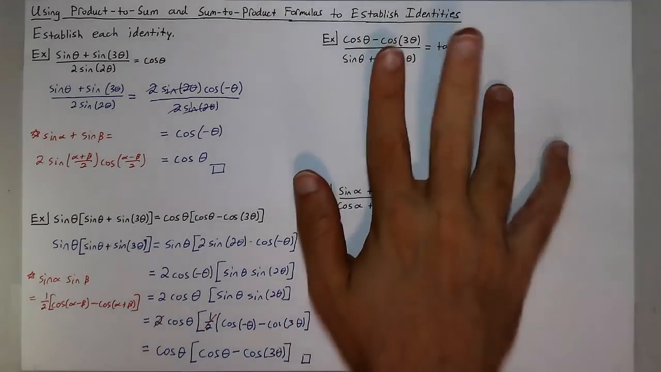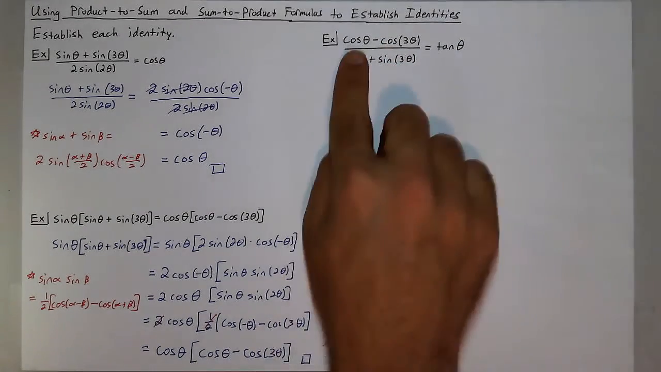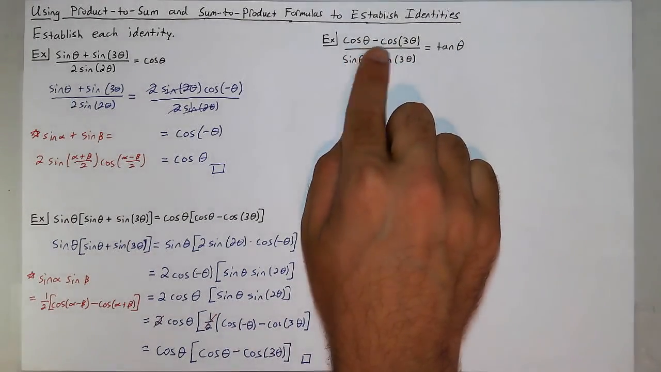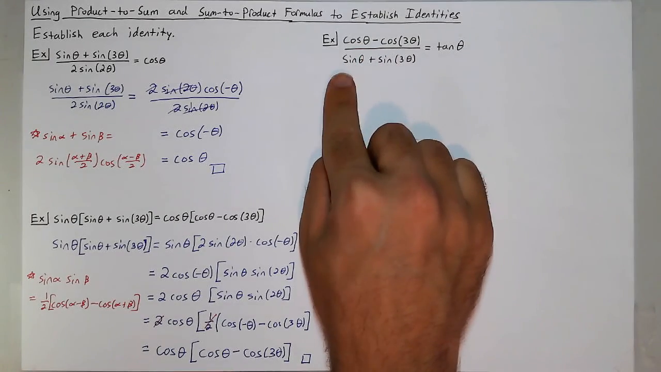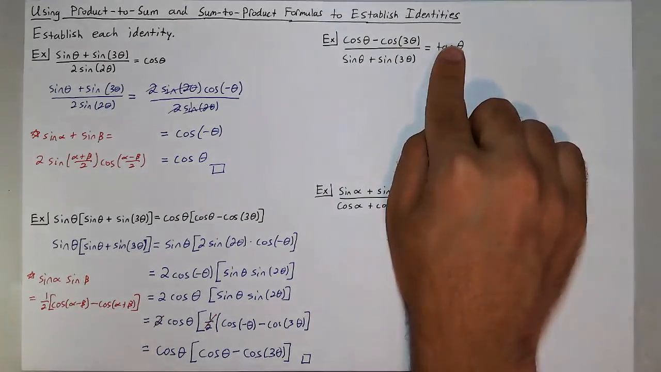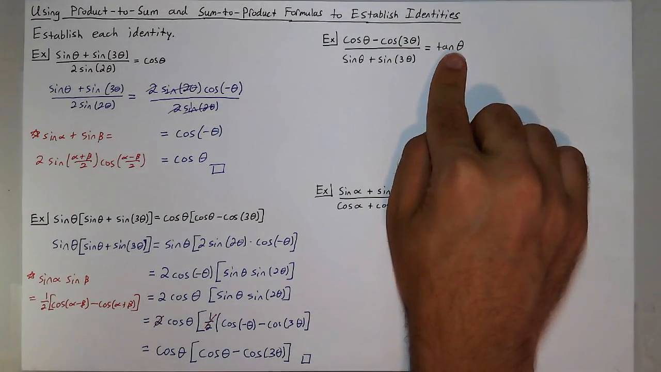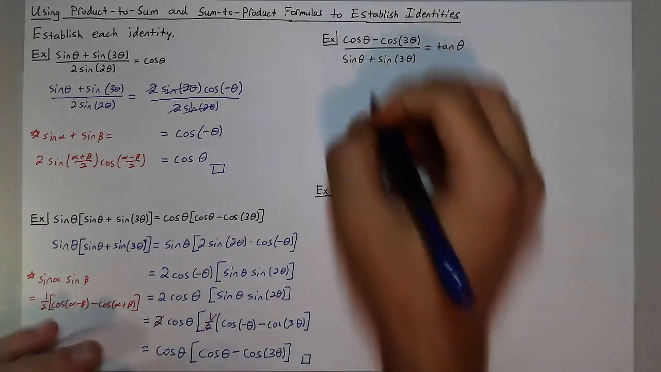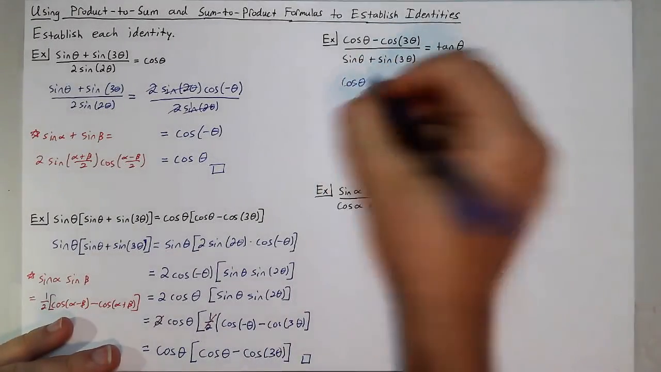Now let's look at the top right example. I have cosine of theta minus cosine of 3 theta over sine of theta plus sine of 3 theta, which just simplifies to tangent of theta. So I'll definitely start with the left side since it definitely looks more complicated.